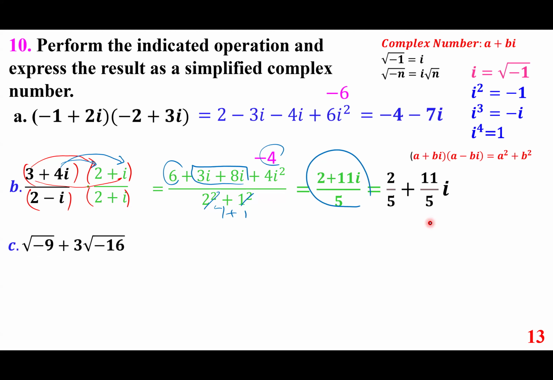Square root of minus 9 is 3i. Square root of minus 4 is 4i. And when you want to do work on complex numbers, you want to make sure that they are in a format that is acceptable. So this is 12i. So we get 15i as the final answer.